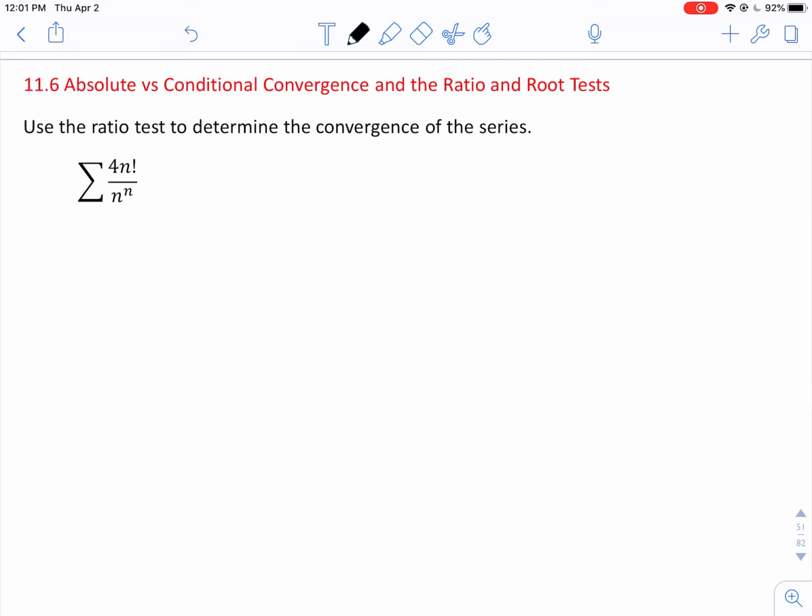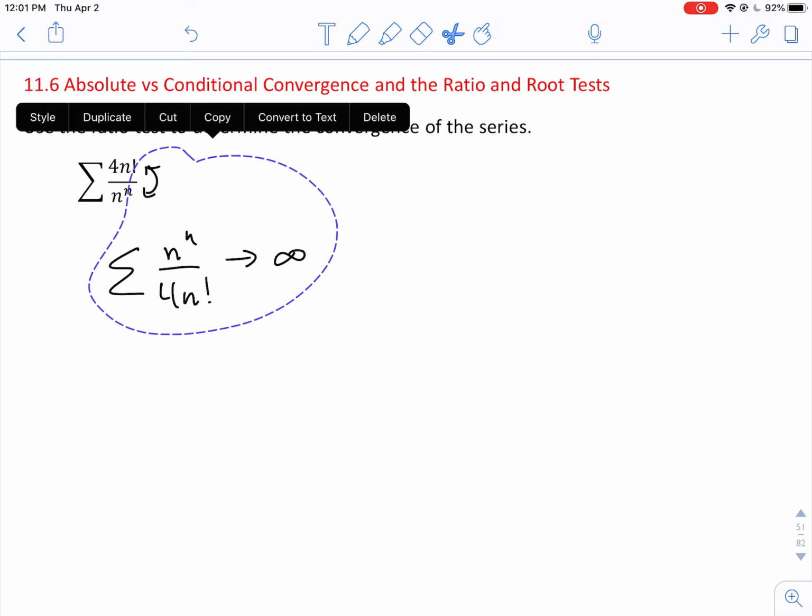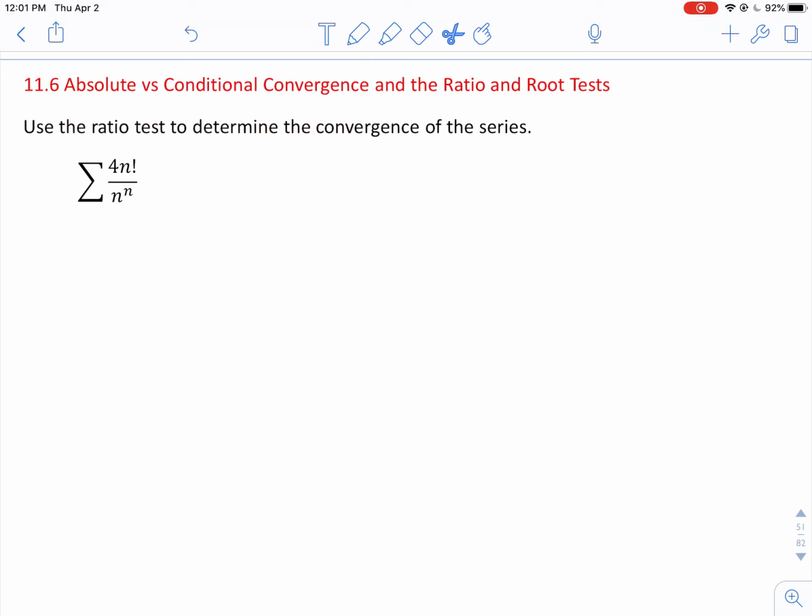There's factorials and n to the n's. This is a clear case of use the ratio test. Also, n to the n dominates 4n factorial. So as a sequence, this does approach 0. Therefore, as a series, there's potential for convergence. If you had flipped these around, by the way, as a sequence, that goes to infinity. So as a series, it would be divergent by the divergence test. But the way it's written, there's potential for some convergence here.